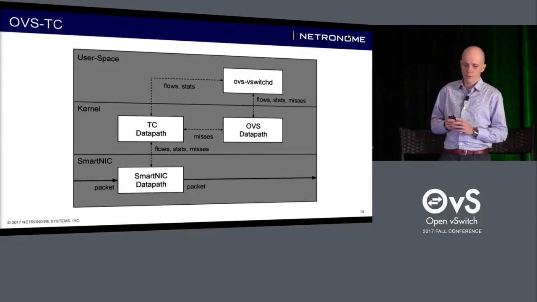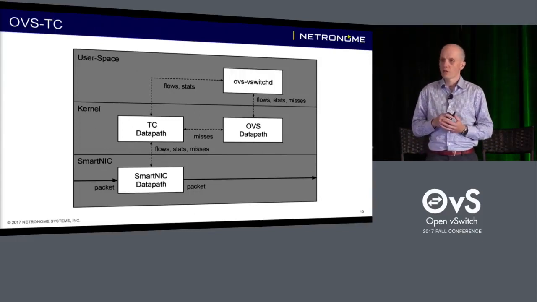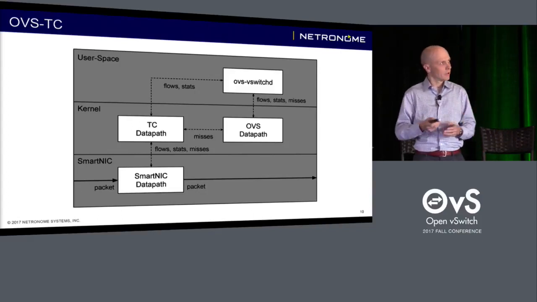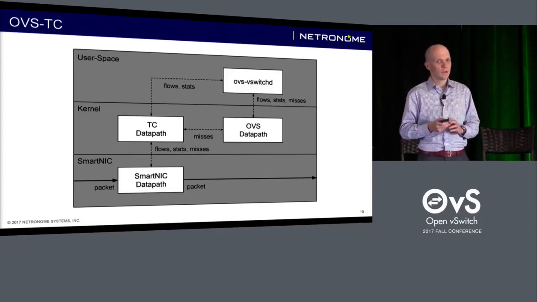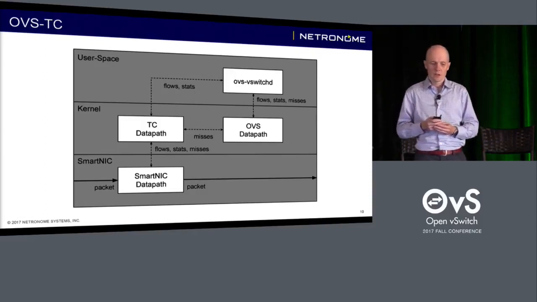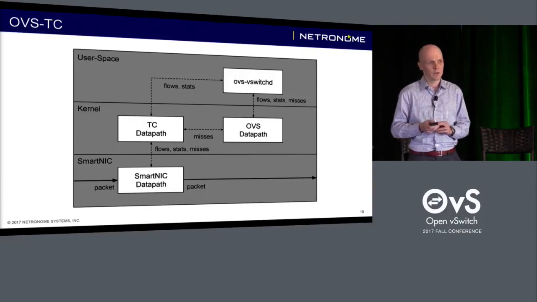Essentially we've gone from having one data path, which would be the one labeled OVS data path sitting in the kernel, to actually ending up with three. We have the OVS data path still there. We have the TC software data path, and then we have basically the same data path down in the hardware. In practice, the TC data path in software is usually left empty. It's not populated.